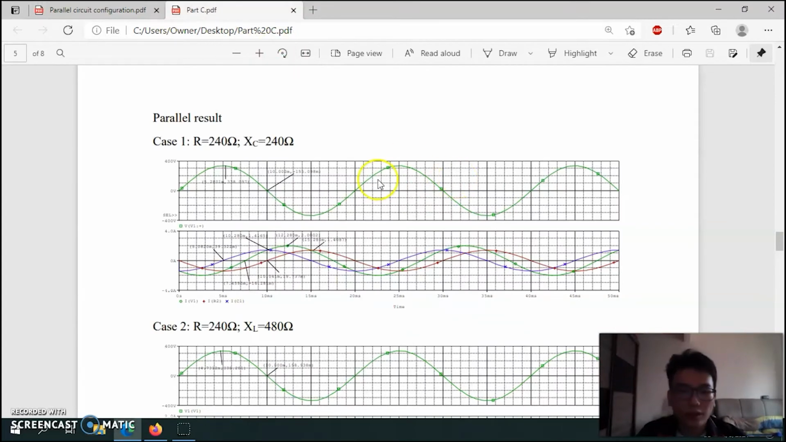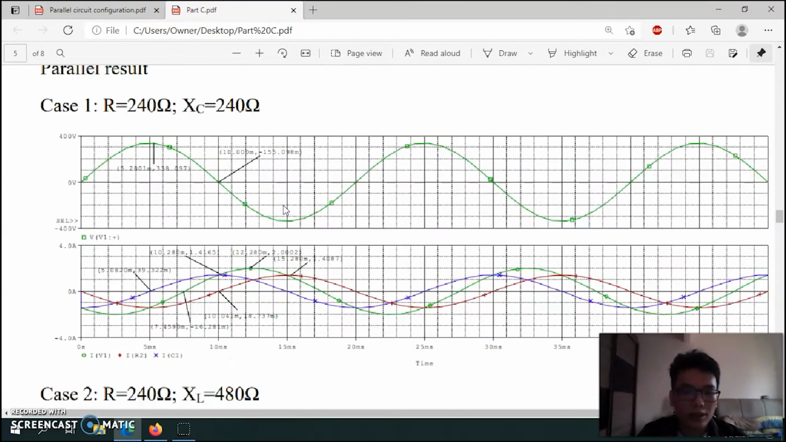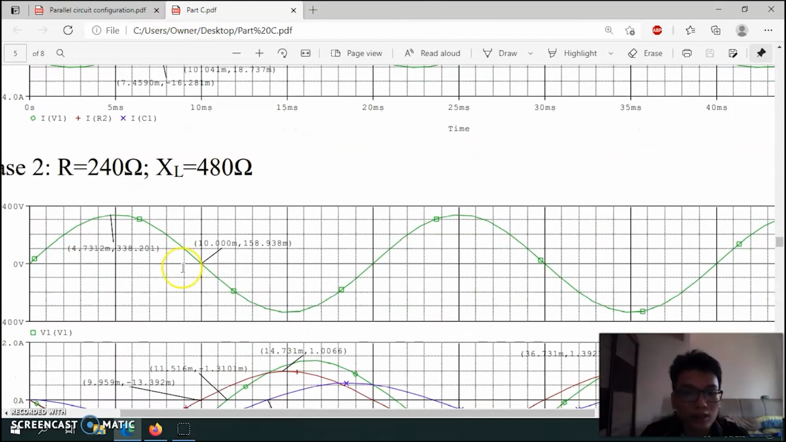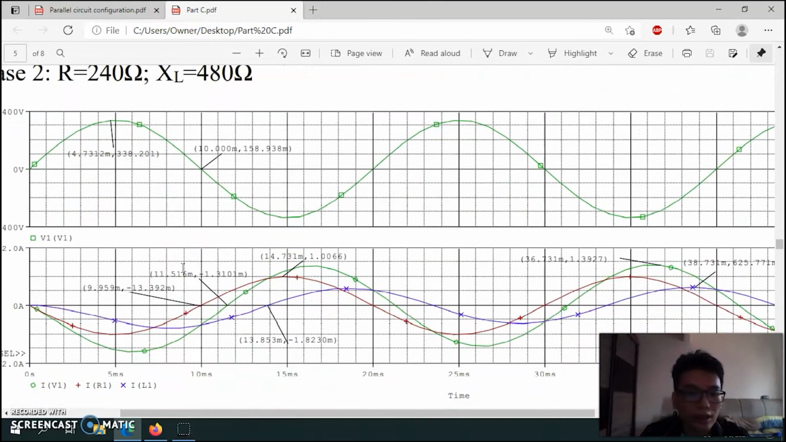Case 1 is with resistor and capacitor. How do we look at this graph? The IV1, the green line, is the overall current. For the origin, we use the resistor current, and we can see that the blue line, the capacitor current, is on the left side, which means it's leading, thus causing the overall current to be on the left side, which is leading. So move on to the R and L.